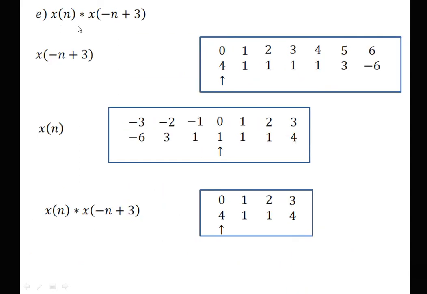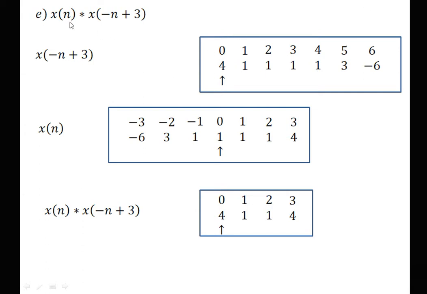Next is x of n into x of minus n plus 3. Now x of n is nothing but the original signal. Already we applied x of minus n plus 3. Now x of minus n means first apply the folding operation and then the delay operation, that is signal shift to the left by 3 units. So this is the output of x of minus n plus 3.